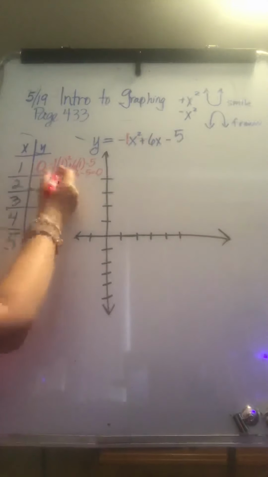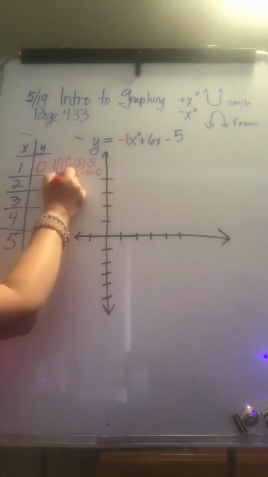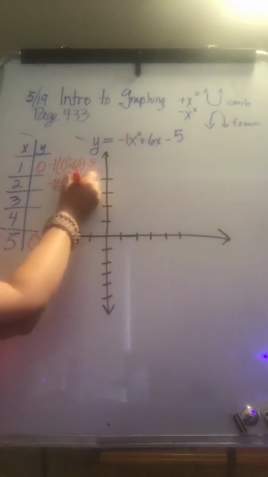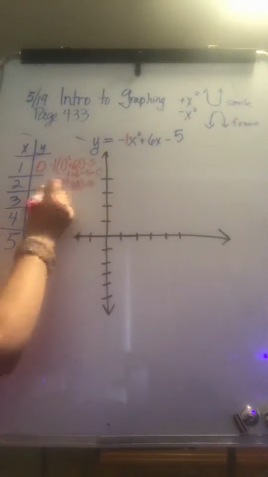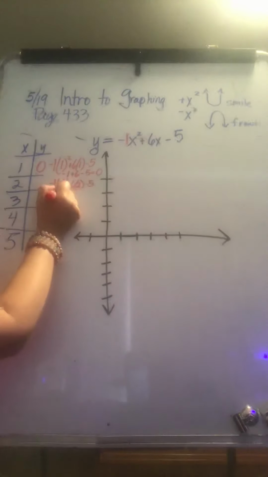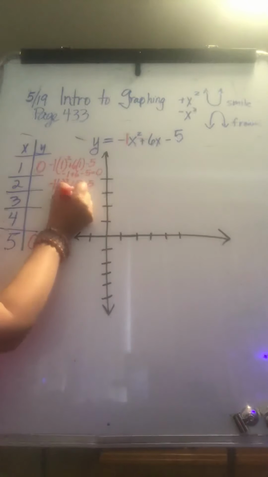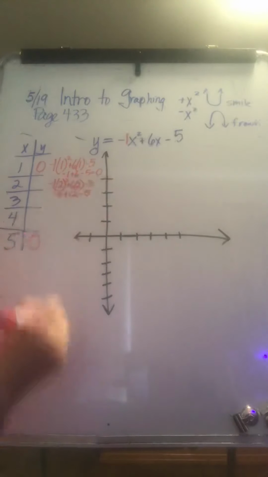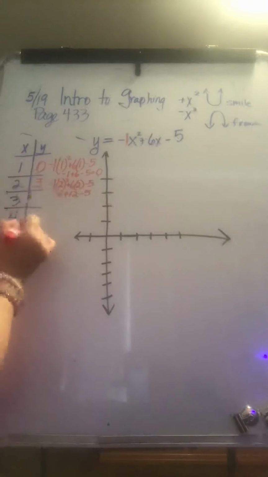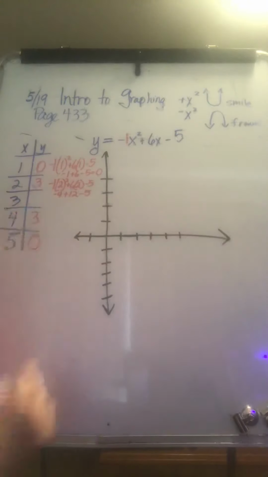So now I'm going to put in the 2. -1 times 2 squared plus 6 times 2 minus 5. Okay, 2 squared is 4 times -1. So I'm going to have -4 plus 12 minus 5. And that is going to give me 3. I'm going to have 3 here also. Okay, this is a pattern. We will always have a pattern.